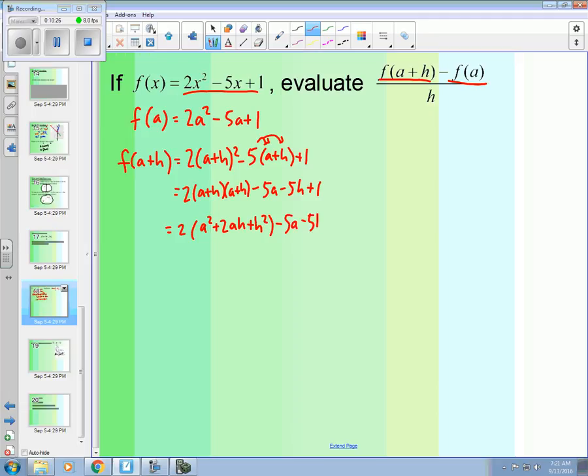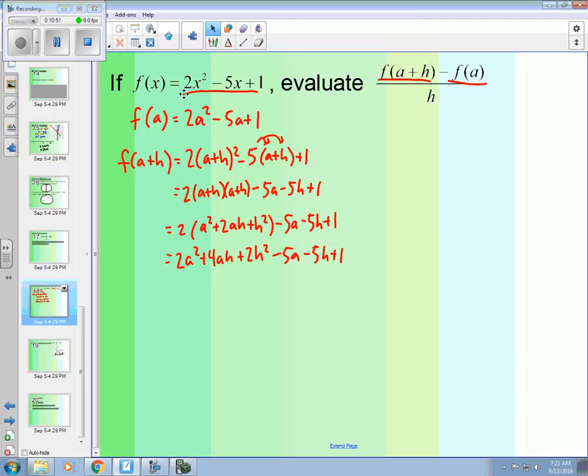Okay, now we want to go through and multiply all those by 2. So it'd be 2a squared plus 4ah plus 2h squared minus 5a minus 5h plus 1. We should probably look quick and see if there's any like terms, but I don't think there are any like terms there. Okay, so now let's put all this in the difference quotient.